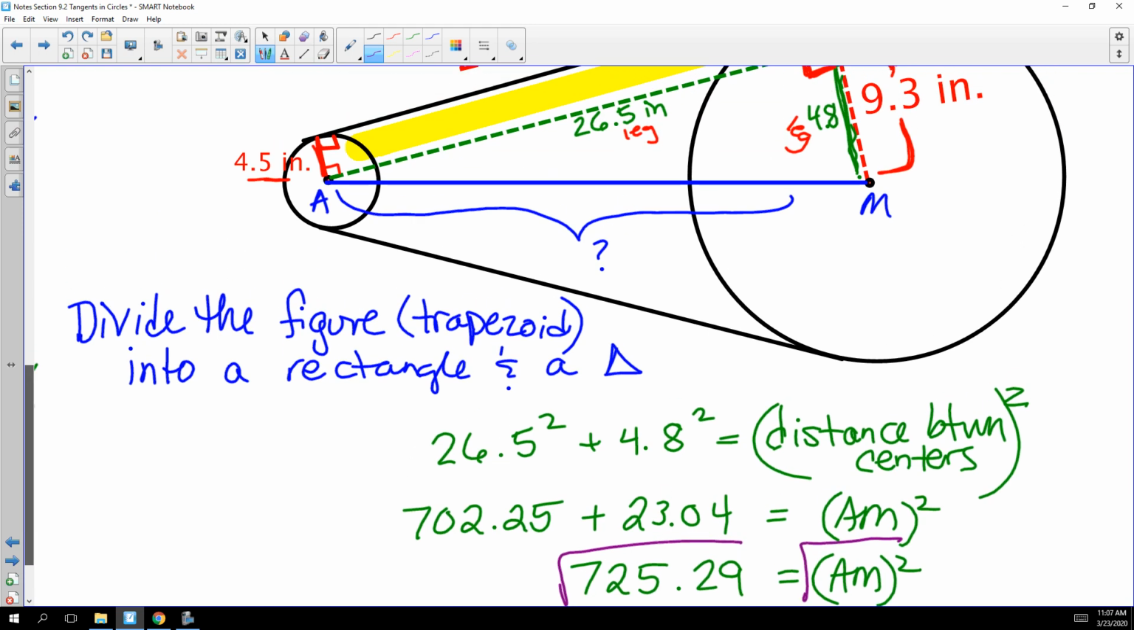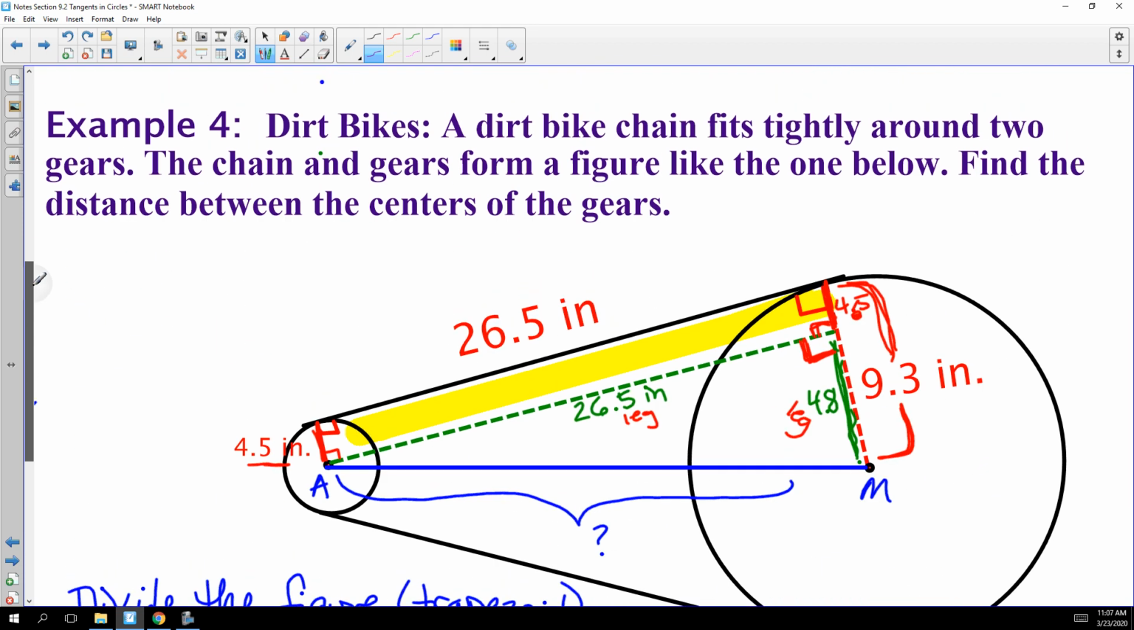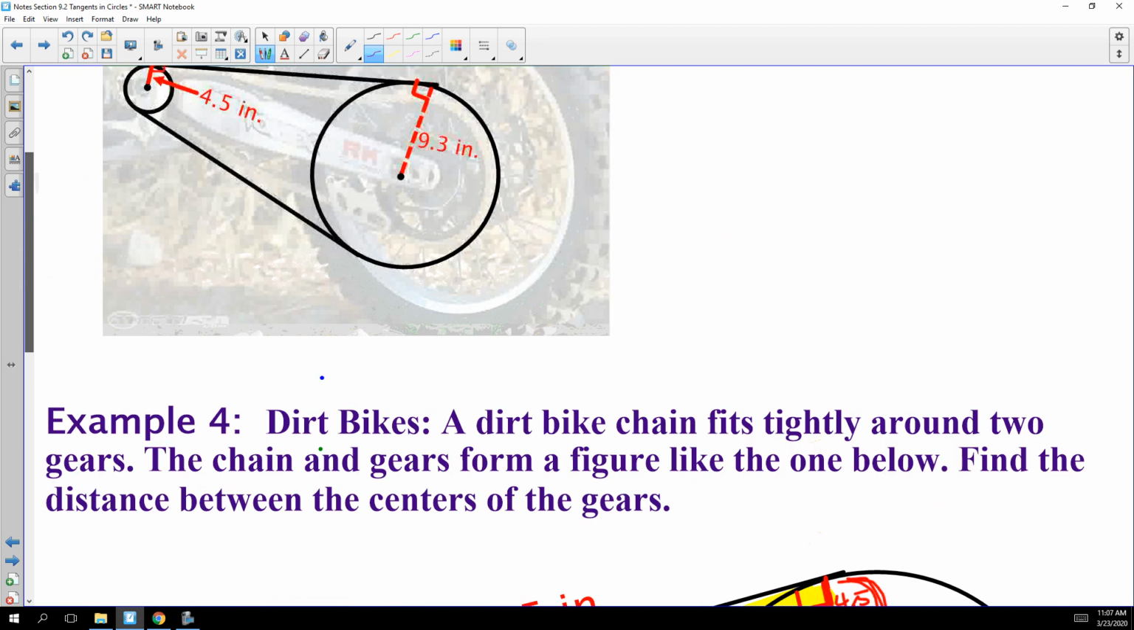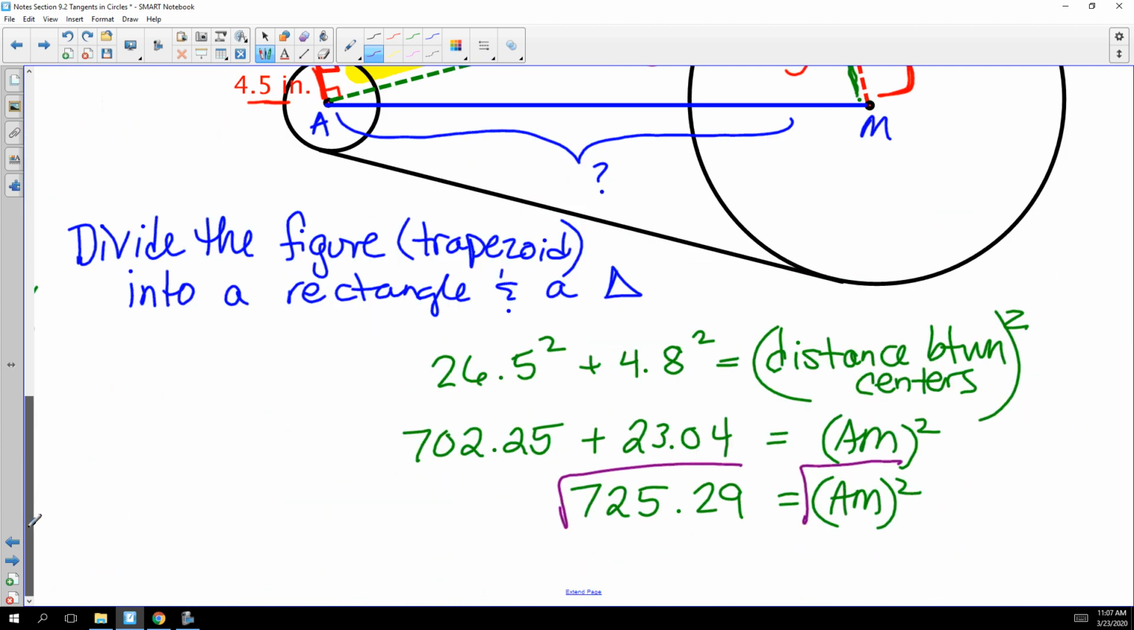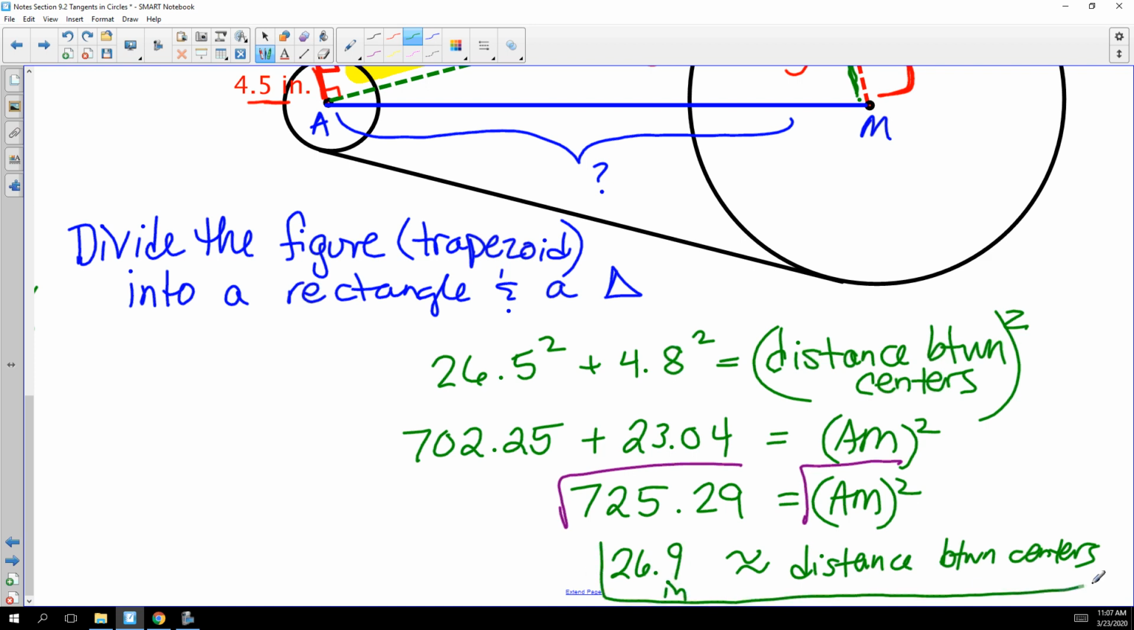And let's check the directions and see if it said to round to anything. It just says find the distance between the centers. So I'm just going to round it to the nearest tenth, and I'm going to say that the distance between centers is approximately 26.9 inches, and we were measuring in inches.